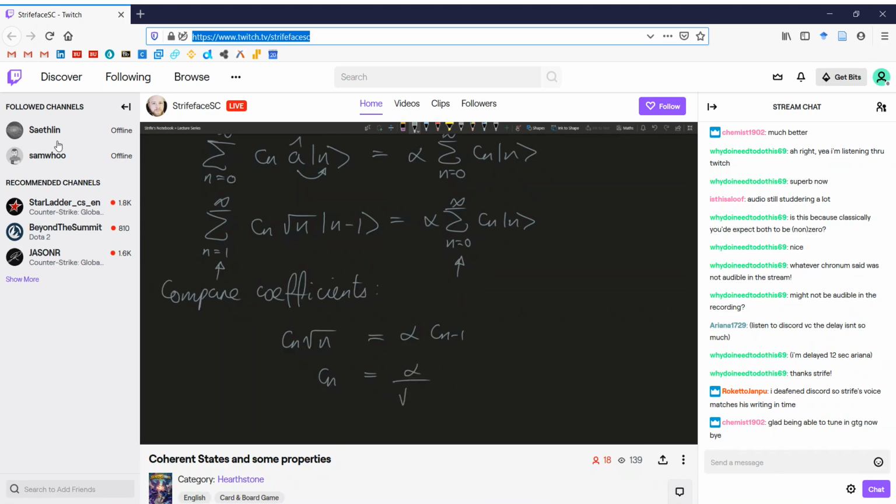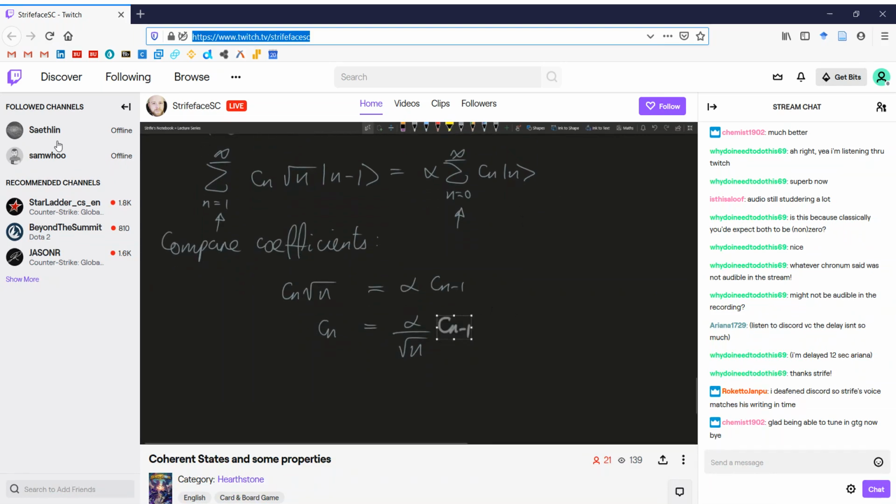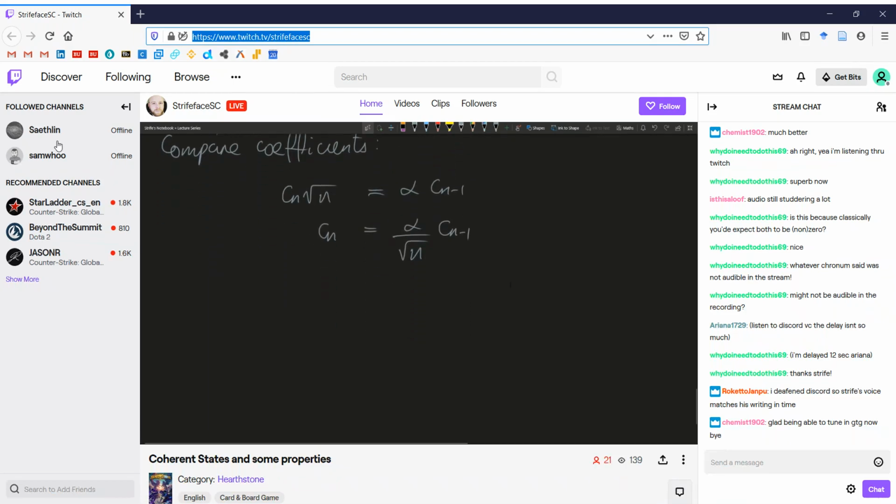Now, we don't want to be dealing with every coefficient at every number. So what we're going to do is effectively step down the states, to C3, alpha over root n, C3.